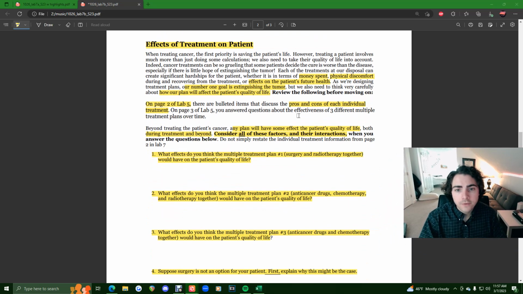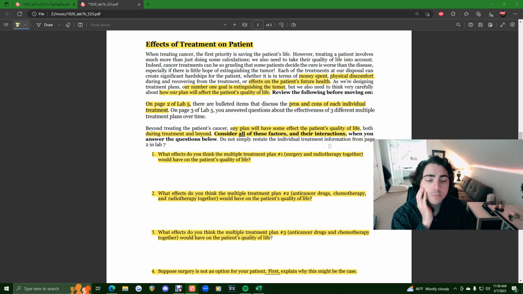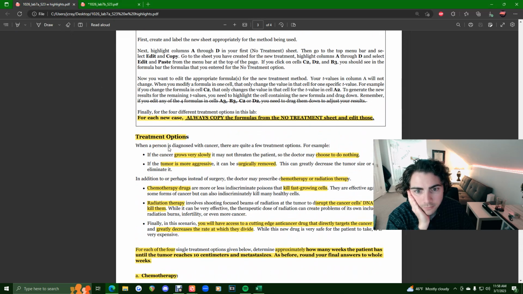All right. Now, effects of treatment on the patient. So they're obviously highlighting the fact that cancer treatment already is super intense and draining on the body and insane financially, and it's awful, right? So, of course, combining treatments together like they recommend is even worse. It multiplies the effects. So they say on page 2 of lab 5, I think they're talking about lab 7. I don't know what lab 5 has to do with it.